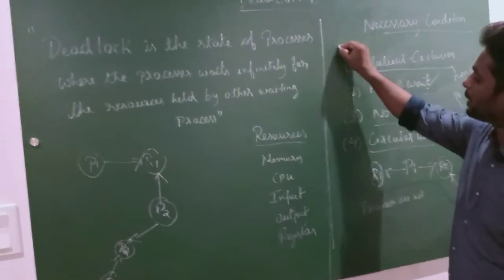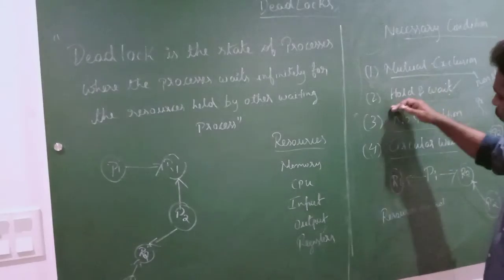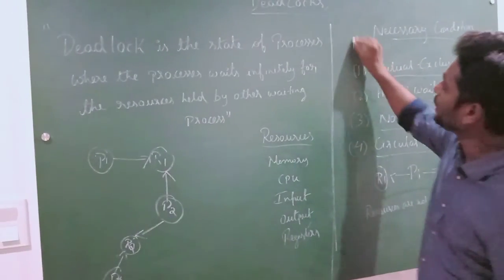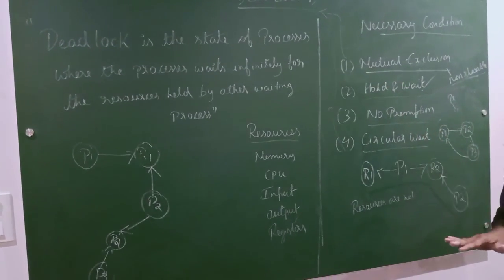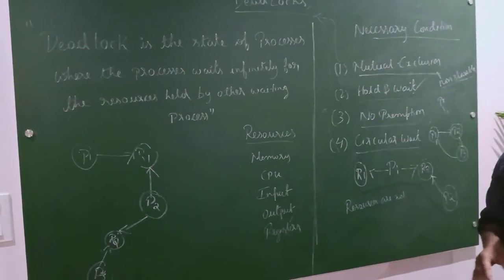So these are the four necessary conditions. If all these four conditions are satisfied, then you can say the system is in a deadlock state. So this is the basics, the introduction to deadlocks. Thank you.